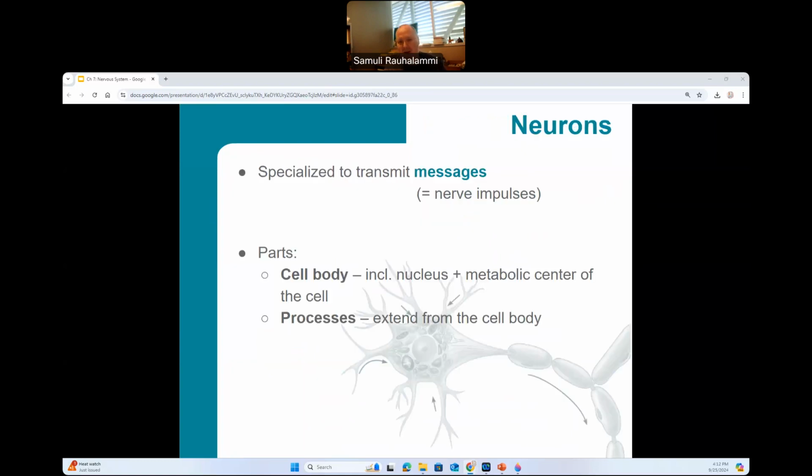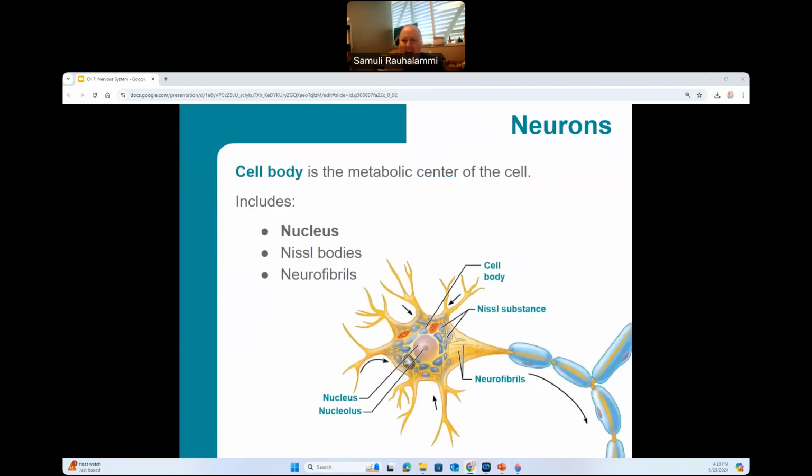Neurons are our nerve cells. These are cells specialized for transmitting messages, which are of course our nerve impulses. There are many parts. They can be grouped under two regions, either as a cell body, which includes the nucleus and metabolic center of the cell, or processes, which are really the fibers that extend from the cell body. Let's start with the cell body first. Like I mentioned, the cell body is the metabolic center of the neuron. This is responsible for much of the processing that takes place at this level. We will also see a nucleus with a large nucleolus there. And Nissl bodies are essentially rough endoplasmic reticulum that we will see there as well.